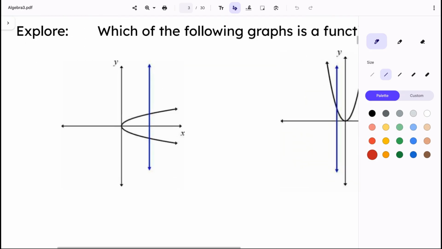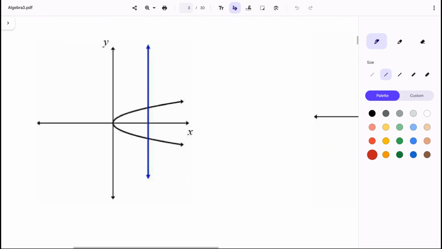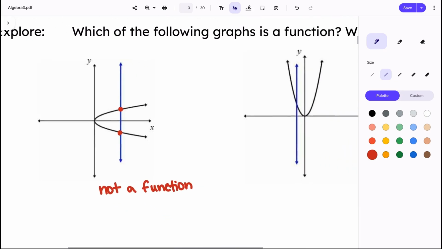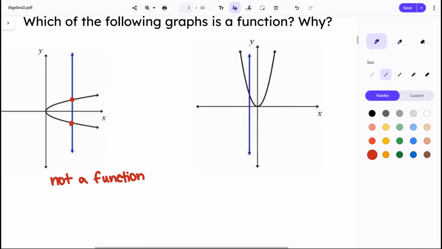So if you look at this first one, how many times does this blue line hit this graph? Twice. It hits it once here and once here. So because it hits it twice, it's not a function. What about the second one? How many times does that blue line hit it? Just once. So this one would be a function.